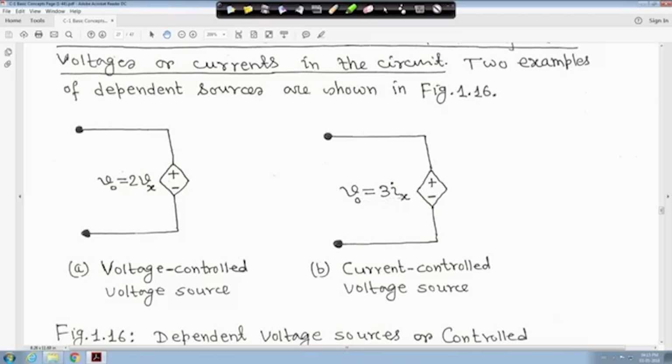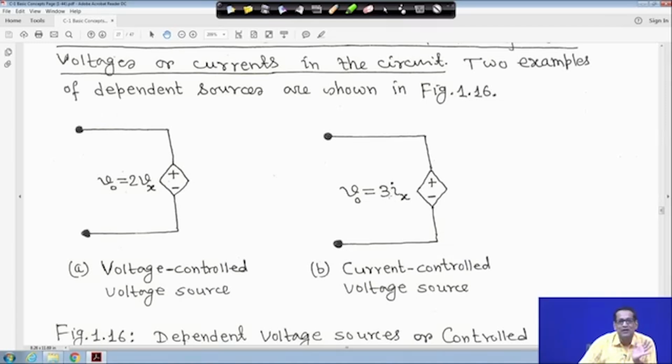Similarly, this voltage V0 is taken as 3 into Ix. Sometimes we call this 3 a gain parameter. It may be 3, 4, 5, 2, 1.2, it does not matter. Just for the purpose of explanation, we have taken V0 is equal to 3 into Ix. The Ix is the current through some other branch X, and if Ix is changing, then V0 is changing. That means it is called a current controlled voltage source, because this voltage source V0 is a function of the current. That is why it is called current controlled voltage source, CCVS in short, and the other is voltage controlled voltage source, VCVS, right.